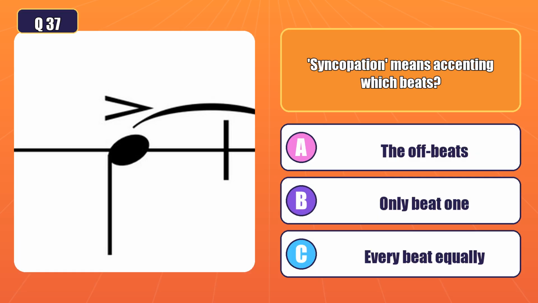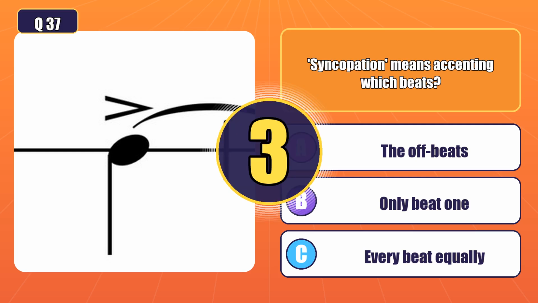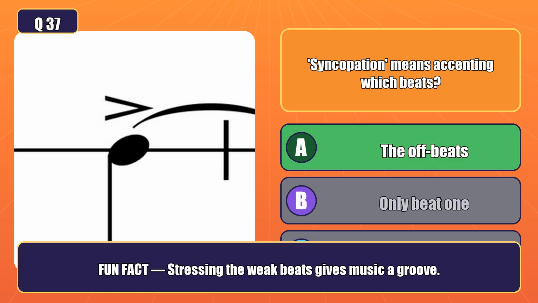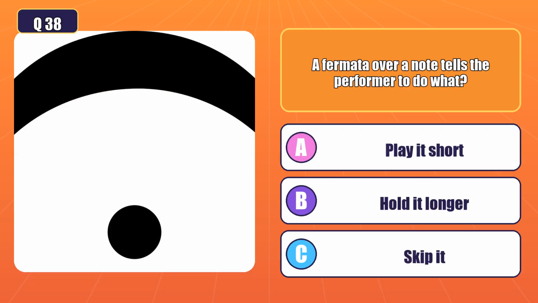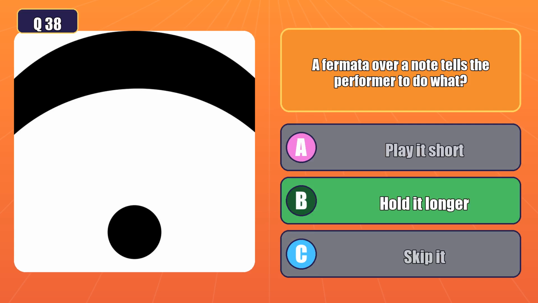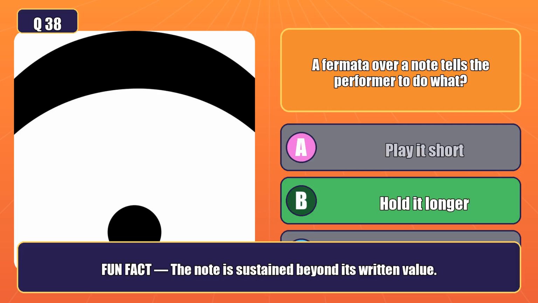Question number 37. Syncopation means accenting which beats? The answer is the off beats. Fun fact, stressing the weak beats gives music a groove. Question number 38. A fermata over a note tells the performer to do what? The answer is hold it longer. Fun fact, the note is sustained beyond its written value.